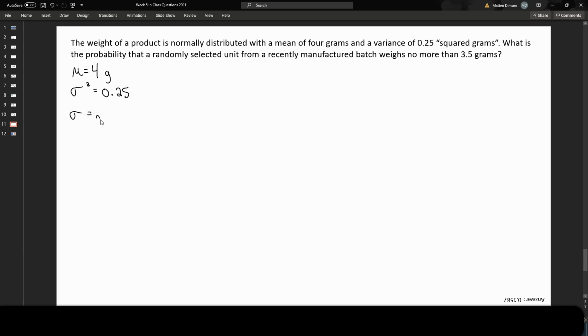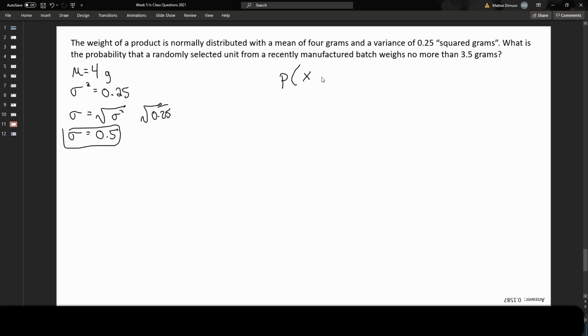So right away, all our formulas use the standard deviation, so all you've got to do is take the square root of the variance. And I'll do that right away, and you get 0.5. Just to be really clear, I did the square root of 0.25, and that gives me 0.5. So what is the probability that a randomly selected unit from a recently manufactured batch weighs no more than 3.5 grams?